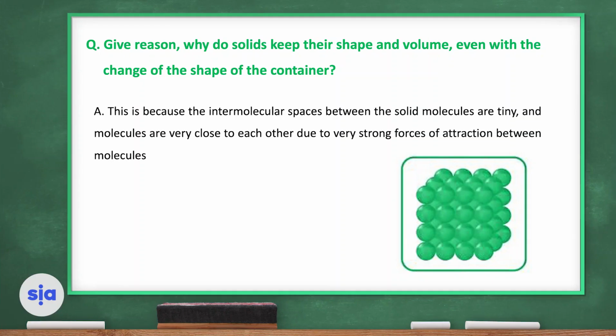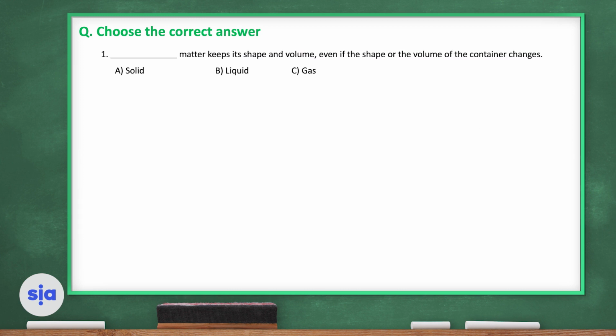Also, the intermolecular spaces between the solid molecules are so tiny, and the forces of attraction between the molecules of solids are very strong. So that's why they keep their shape and volume. Choose the correct answer. Which matter keeps its shape and volume even if the shape or the volume of the container changes? Solid. The intermolecular spaces are very large in gas.